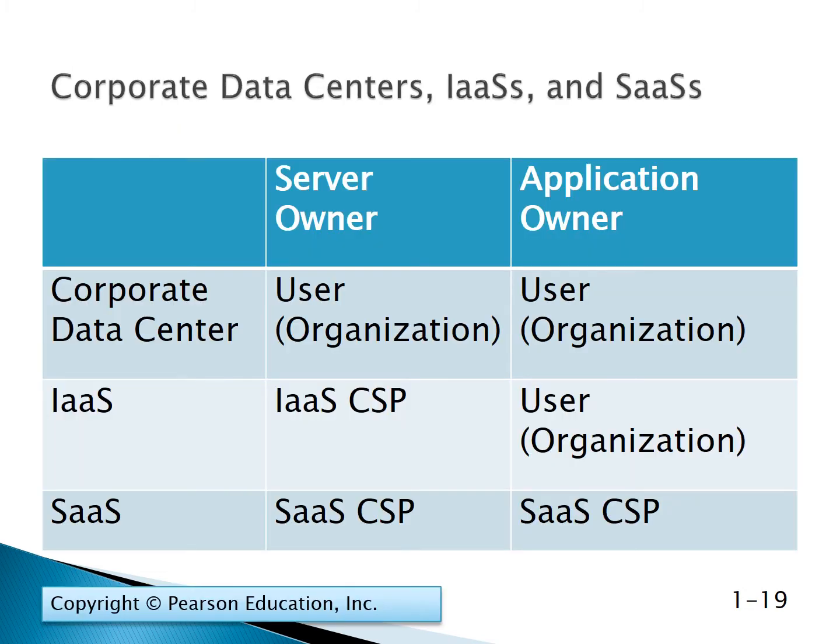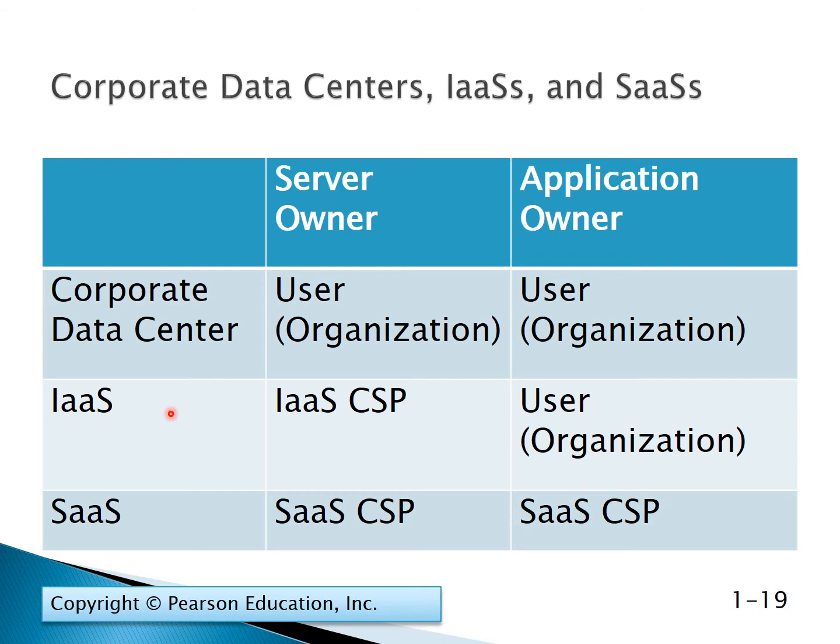In the previous slides, we have different examples of cloud computing, like corporate data centers, infrastructure as a service, and software as a service. So this table compares them. When you have a corporate data center, the server is basically owned by the user or the organization themselves, and also the applications are owned by themselves. So you run your own data center, you maintain your own hardware and software services there.